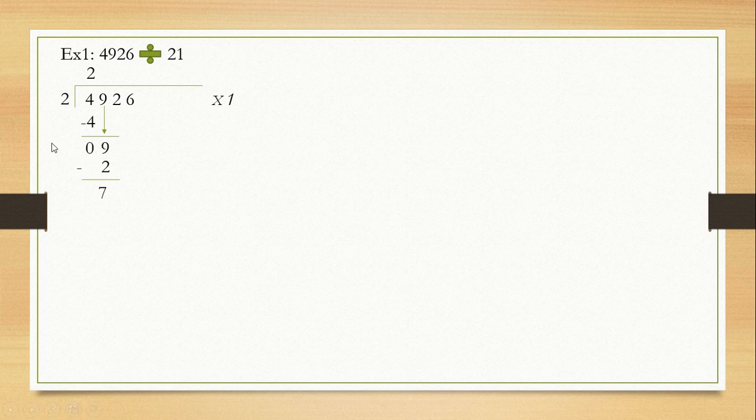Now this 7 should be divided by this 2. How many times will it go? 3 times. 3 2s are 6. 7 minus 6, you will get 1. Now what is the next step? We have to bring down the next number, that is 2.